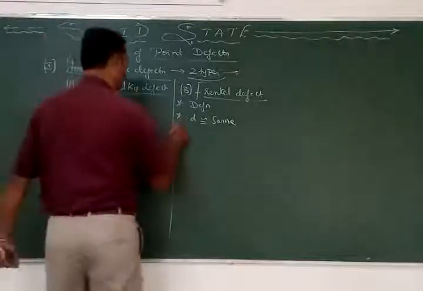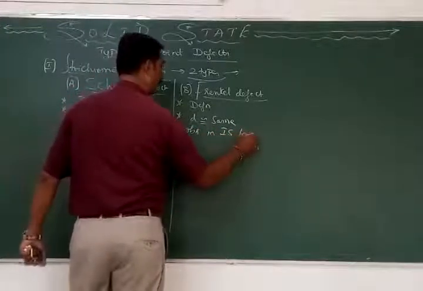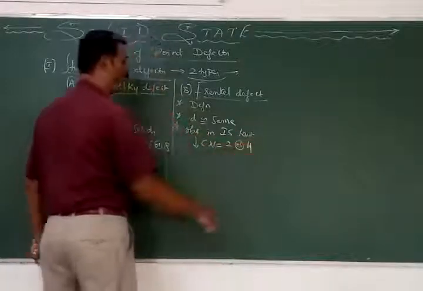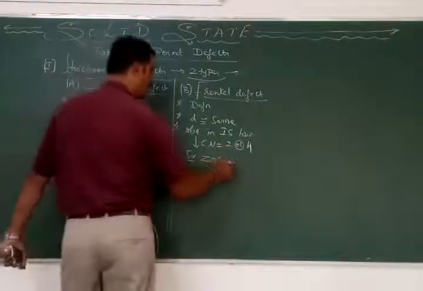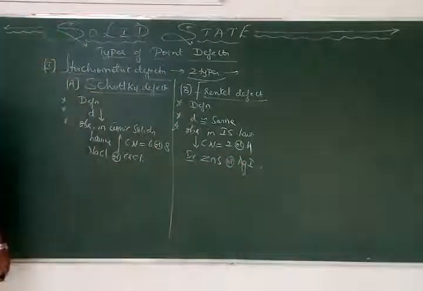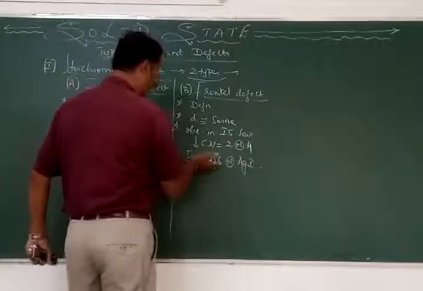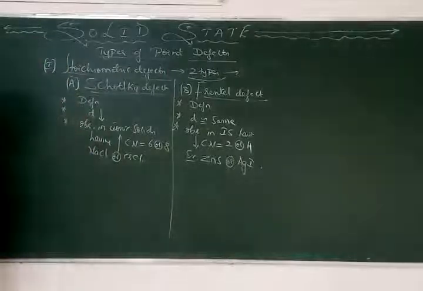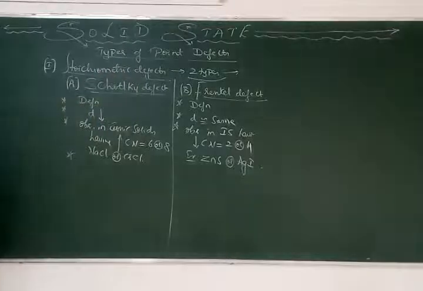But this is observed in ionic solids having a low coordination number of either 2 or 4. For example, the zinc blende structure, or AgI or AgCl or AgBr. These exhibit a coordination number of 2 or 4, while this one has coordination number 8 and this one has coordination number 6. So that is the difference between the Schottky defect and the Frenkel defect.